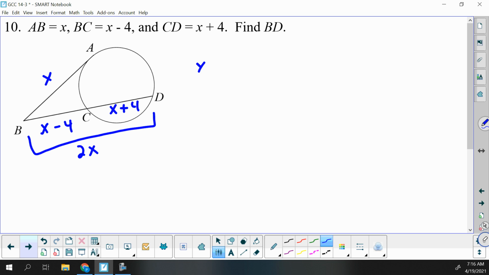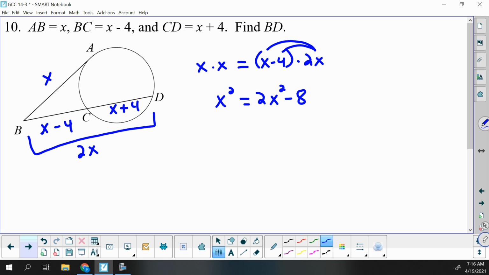So we can do our outside times our whole on top, x times x. Our outside is x minus 4 times our whole, which was 2x. X times x gives us x squared. Usually we see the thing out in front of the parenthesis, but here we're multiplying it after. It still just distributes through. So we'll have 2x squared minus 8x.